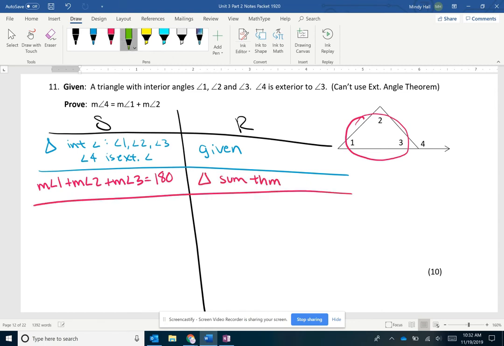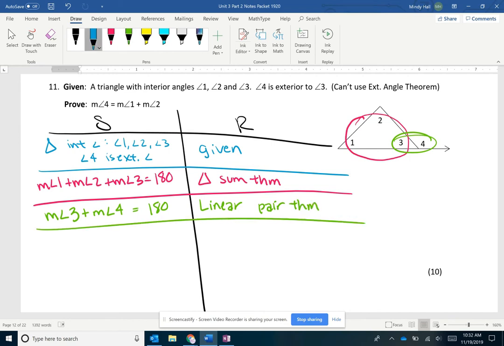Okay? So then 3 and 4, they make a linear pair because, look, it has arrows. So we know the measure of angle 3 plus the measure of angle 4 equals 180 because of the linear pair theorem. Okay? So then we can substitute in measure of angle 1 plus measure of angle 2 plus measure of angle 3 equals measure of angle 3 plus measure of angle 4 because of the substitution property of equality, because again, I just took this and plugged it in where that 180 was instead.